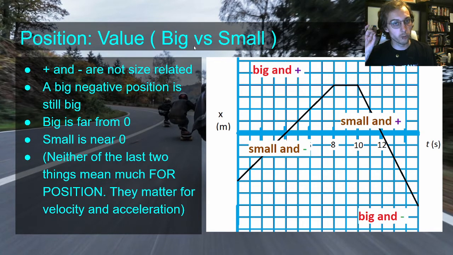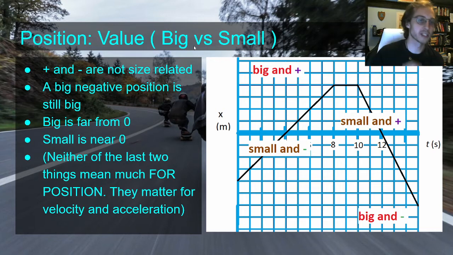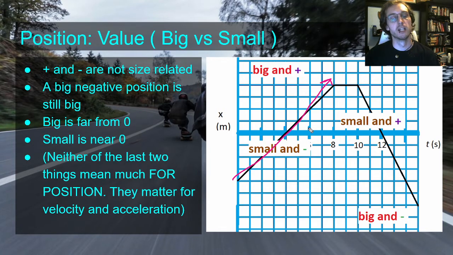So the one that tends to matter more, and again for position not a huge deal, is going to be big versus small. Plus and minus don't tell you about big or small, just as something to be careful of. Plus just means it's in front of the thing. Minus just means it's behind the thing. So weirdly enough, if I am looking at this graph, going up from left to right does not mean it's necessarily getting bigger, because 0 is the smallest that the position can be, and 0 lives in the middle.